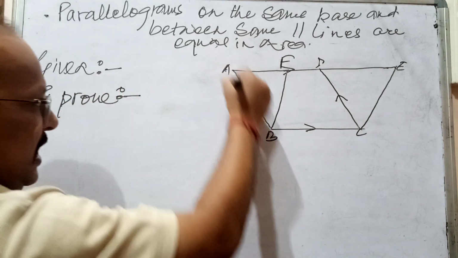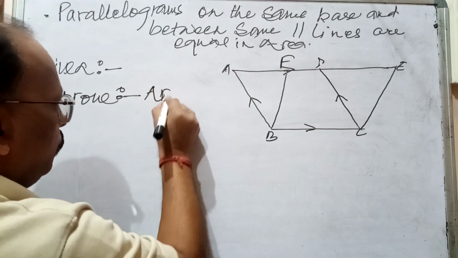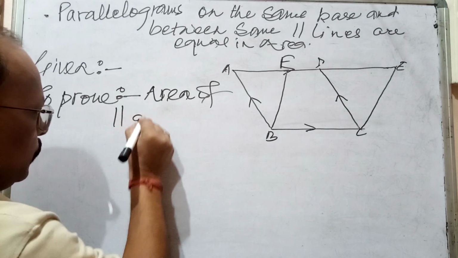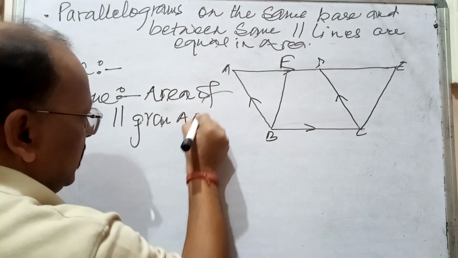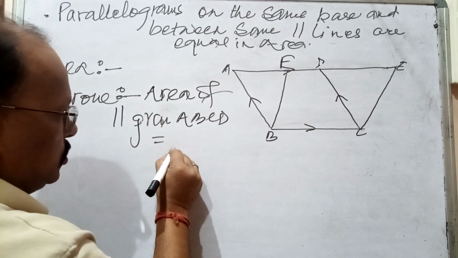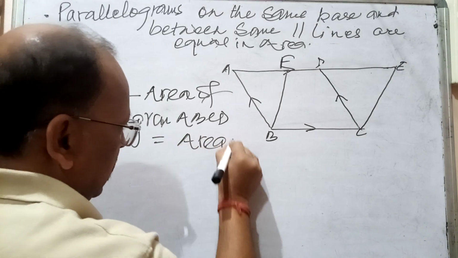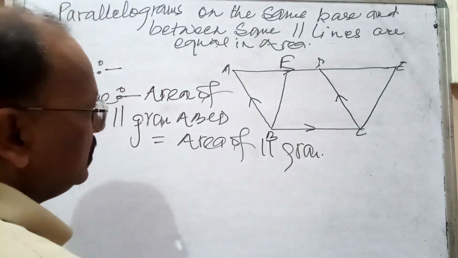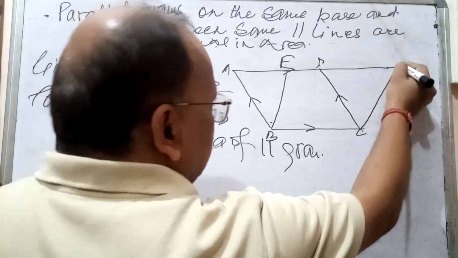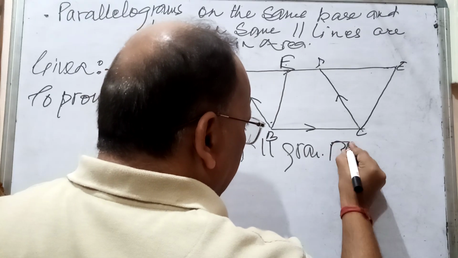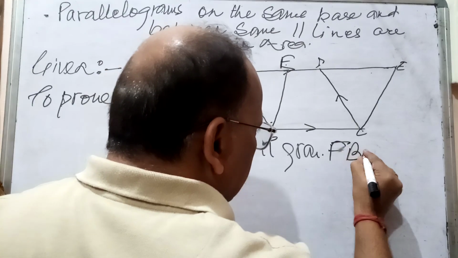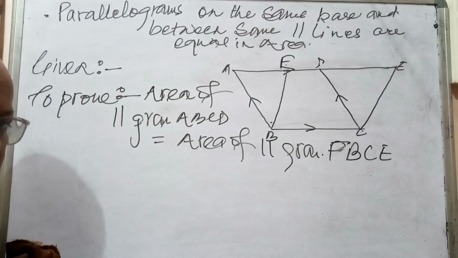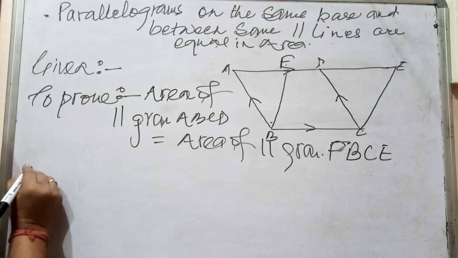We need to prove that the area of parallelogram ABCD equals the area of parallelogram FBCE. These two are equal in area. We need to prove it. Okay, let's prove it.